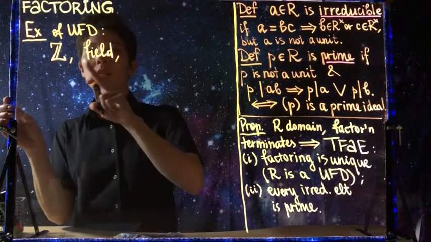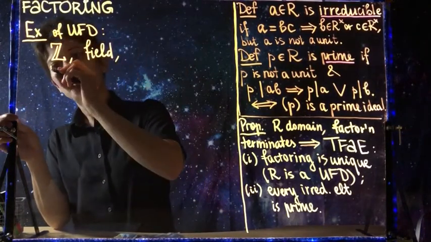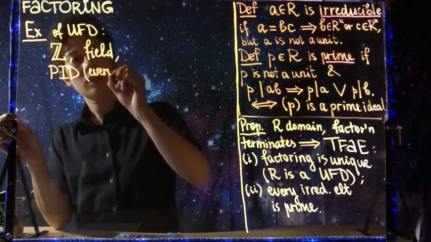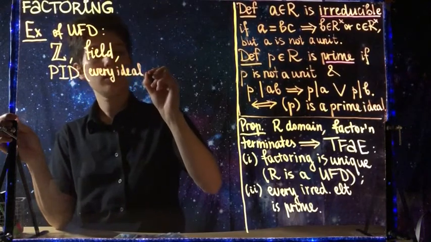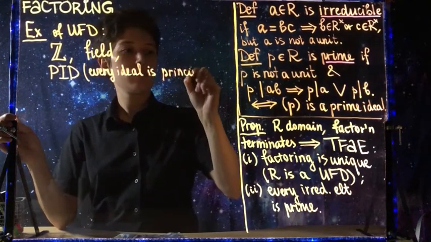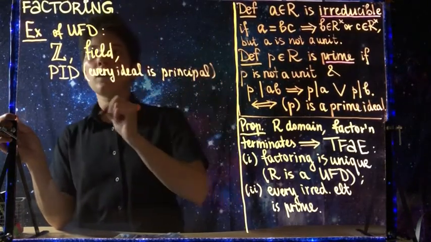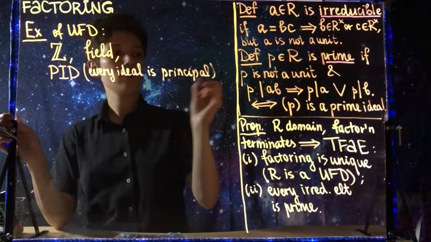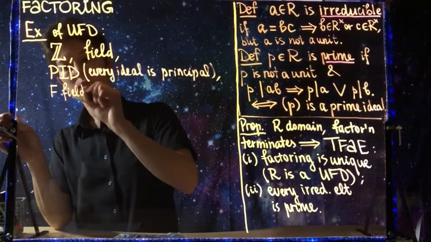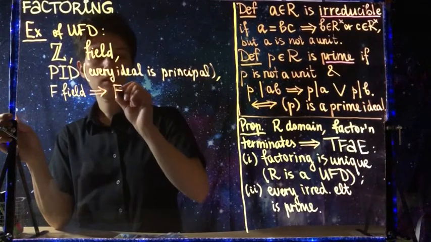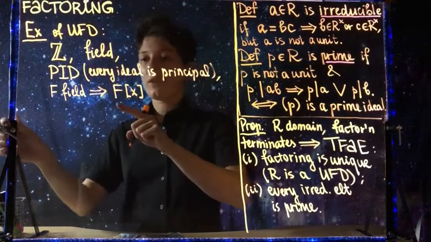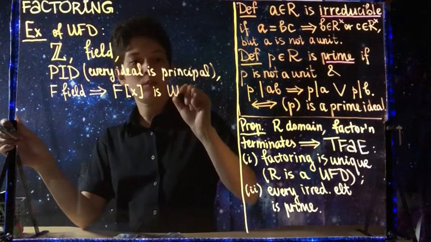And we will see next time that principal ideal domains, where every ideal is principal, are unique factorization domains, as well as, if F is a field, then the ring of polynomials is a unique factorization domain.